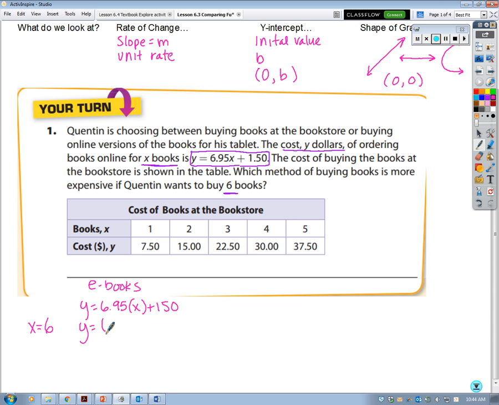So I'm going to plug in my input of 6 books, my x value, into the equation and find out what my output is. So 695 times 6 is 4170. Plus 150, and that's maybe a membership fee like we said earlier. And so the total cost, or output, for 6 books when bought online is going to be 4320, and make sure you're using your units there. So we're going to compare that cost to the cost of books from the bookstore.